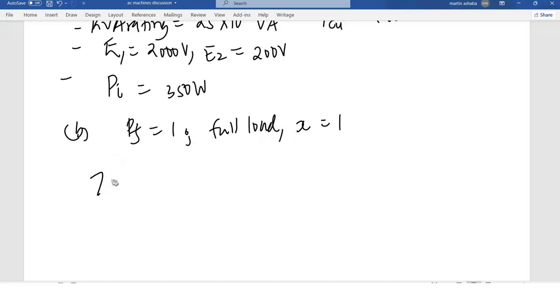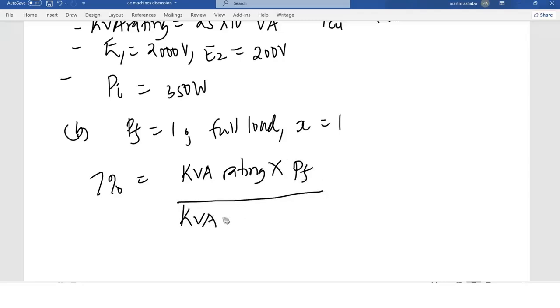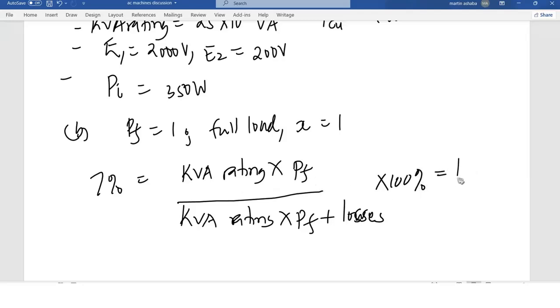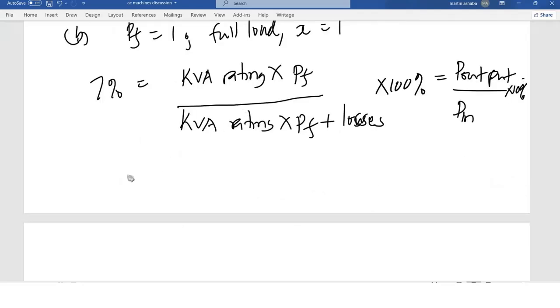So efficiency, usually percentage efficiency, is always equal to the kVA rating times the power factor divided by the kVA rating times power factor plus losses, times 100. What are we doing here? We are saying this is power output divided by power in, times 100. That gives us the efficiency of the transformer. So let us substitute in the values that we have.